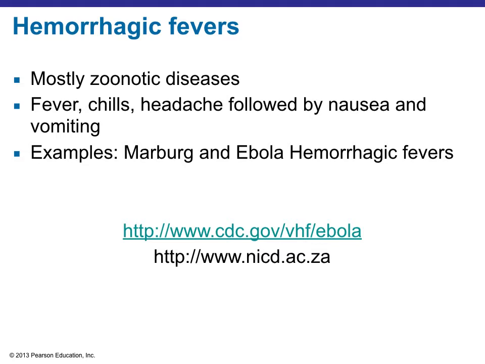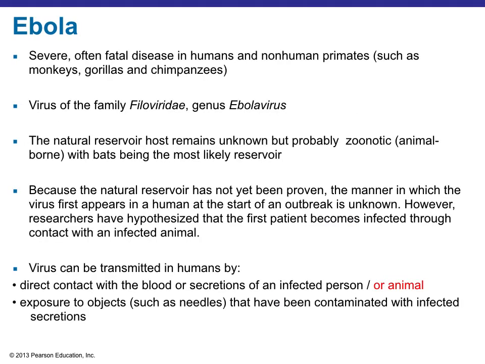So fever, chills, headache, nausea, vomiting are quite common. And good examples are Marburg and Ebola hemorrhagic fever. Of course, Ebola has been very much in the news in the past year or two, and we will discuss that. So it's a severe, often fatal disease in humans and non-human primates such as monkeys, gorillas, and chimpanzees.